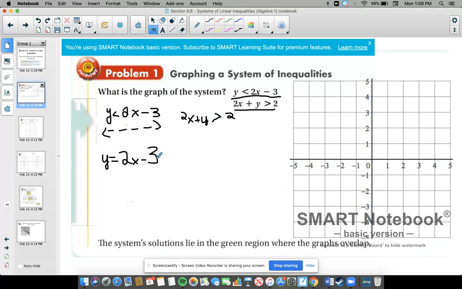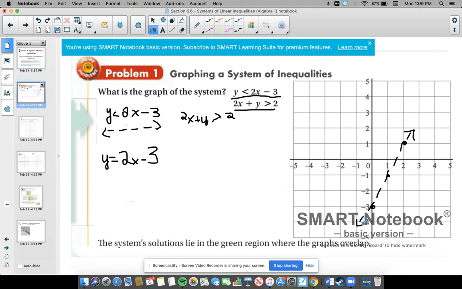So I go y-intercept -3, so that means I'm going to have a point here. Slope of 2, so up 2, right 1. Up 2, right 1. Okay, so there's my line, and I have to remember it is a dashed line, so I'm going to go ahead and make it a dashed line through there. So there's my first line.